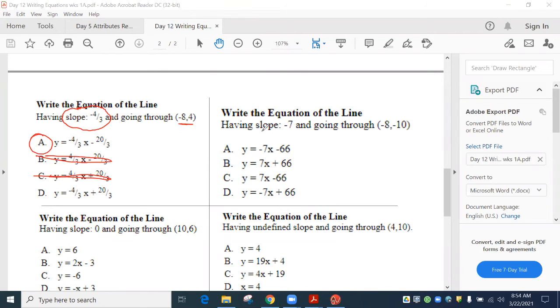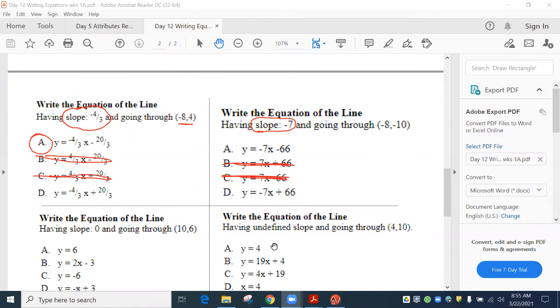All right, so right here, once again, they give us the slope. Anytime they give you slope, we're going to go eliminate stuff. So it has to have a -7. B does not have a -7. C does not have a -7. So now we're testing these two.